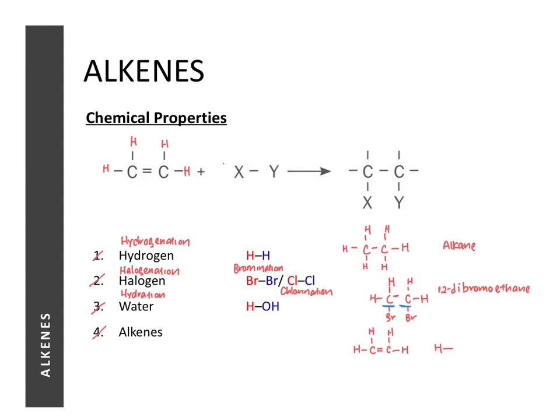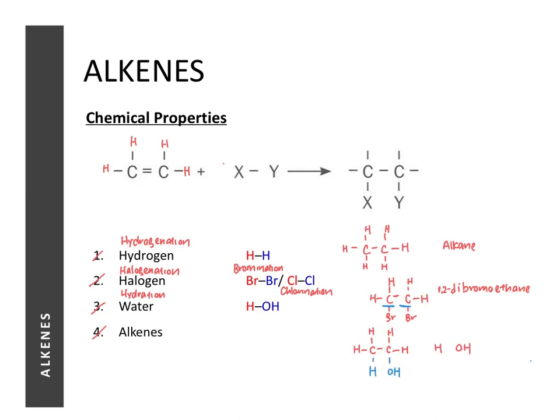Water can be represented like that, H2O, so H and OH. First thing, I need to break the double bond in the alkene. Next, I need to also break the bond between H and OH. Then I'll add H to one carbon and OH to the other carbon. Now what is the product that I get? It may not be very clear here. Let me try to draw again. So I will add an H and an OH.